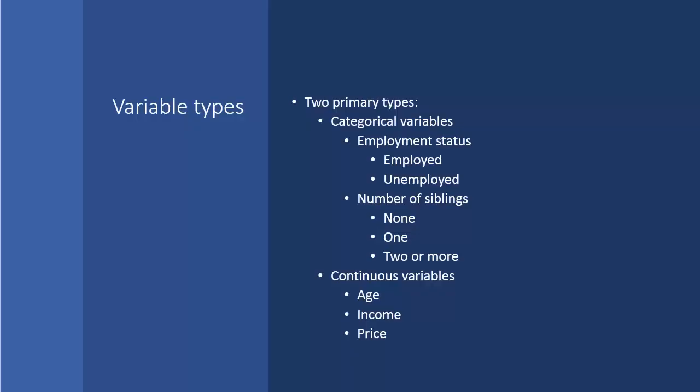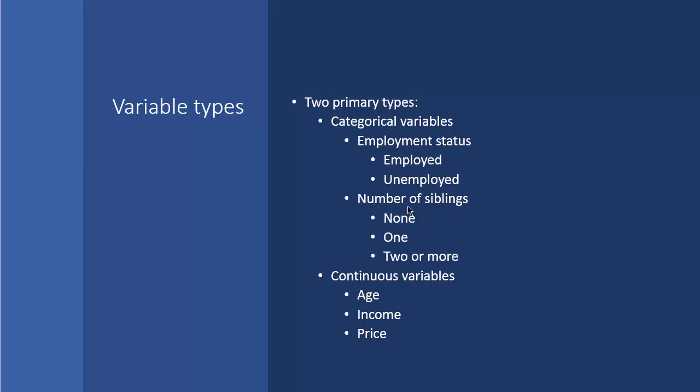This puzzle will make sense if you understand the two variable types. Essentially, we have two primary types of variables, the categorical variables and the continuous variables. Think of employment status. It is either employed or unemployed. This is an example of a binary categorical variable that has two categories. Or it could have more than two categories or some order as well.